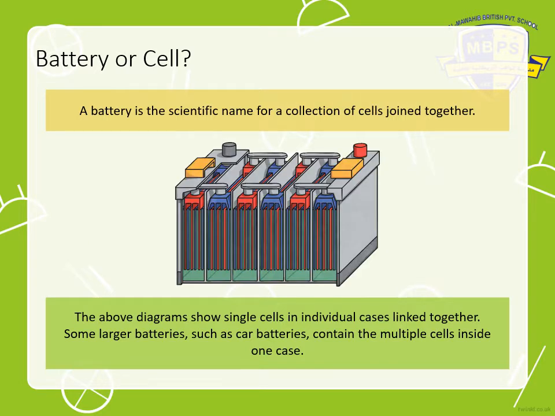Some larger batteries such as car batteries contain multiple cells inside. You can see how many cells are there. Your car battery also has many individual cells and together the whole thing is called a battery. But as I said before, in your book, all the cells are called battery. One battery, two batteries. So we will consider both the cases, right? Now let's go forward.